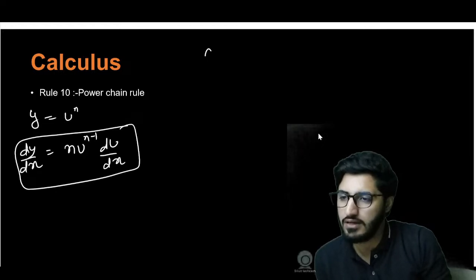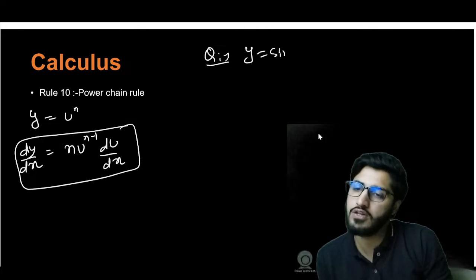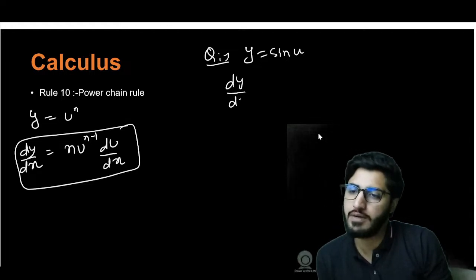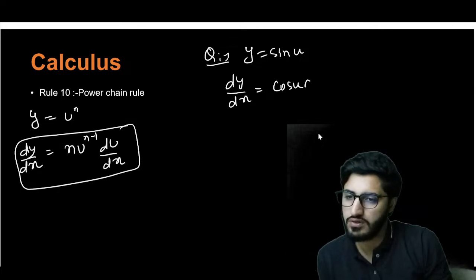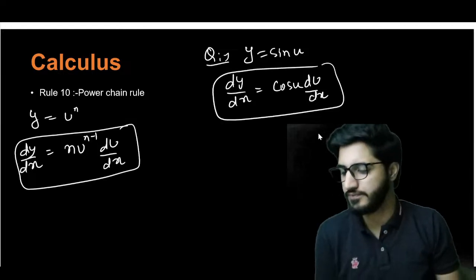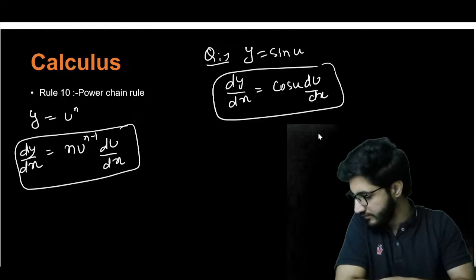Let's suppose we are having a numerical. If we are having y equals sine u, not sine x, how can we do it now? I can take dy by dx: the derivative of sine u is cos u, then du by dx. Okay. Any confusion?